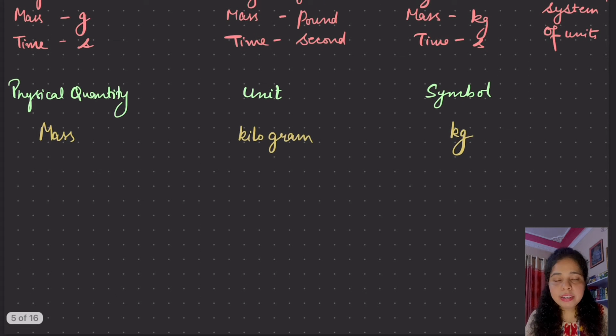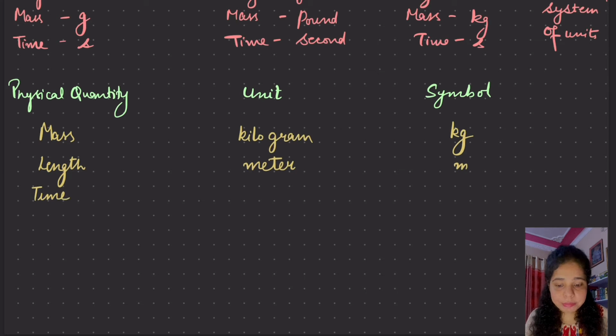Then the second physical quantity is length. Its unit is meter, and we always express meter as small m. Make sure you do not write capital M. Then the third physical quantity is time. In the SI system the unit of time is second, S-E-C-O-N-D, and its symbol is small s.